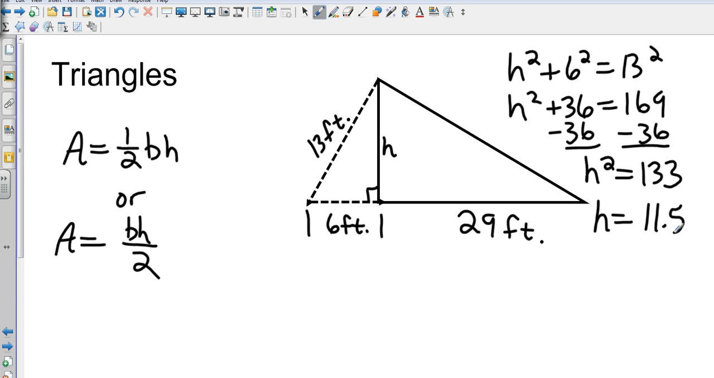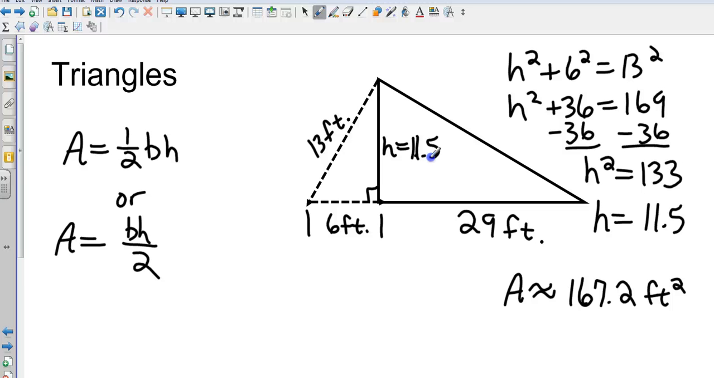So I'm going to take my 11.5 times 29, and then I'm going to divide that by 2, giving me an area of approximately 167.2 square feet. So if I took that height of 11.5, I could also find the perimeter of this by now using those as a squared and b squared, finding the hypotenuse, and then adding all those together, which you may be asked to do. So be ready for that.